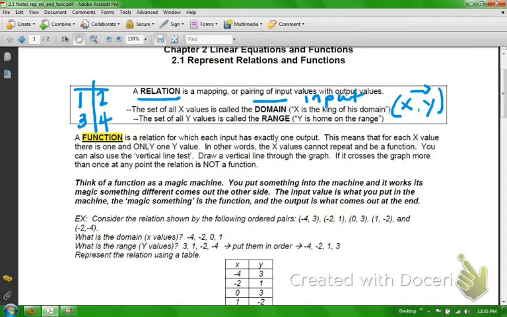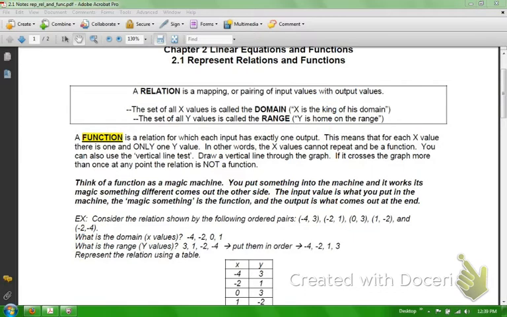Easy to remember. Sometimes we also refer to these as our independent variables, and we will do a little bit more on this later. The output, or the y variables, is your range. After we put in a set value, we get out a set value.